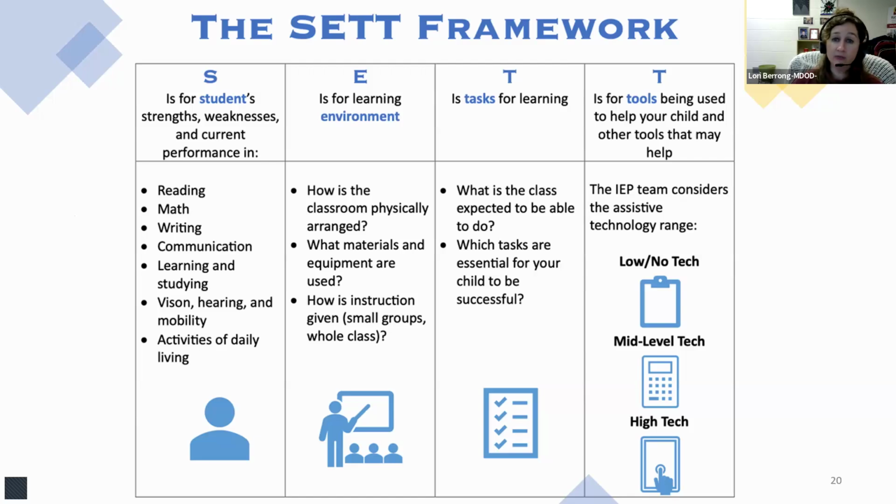SET stands for Student, Environment, Task, and Tools. This framework can be applied outside of school as well. So it can be really the person, the environment, the task, and the tool. And what that does is it really makes you think about what is the individual? What are those individual needs, their strengths, their weaknesses? What is that individual first experiencing? Where do they want to use or potentially use assistive technology? What does that environment look like?